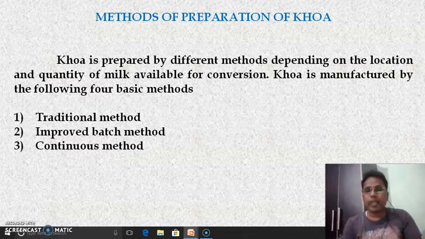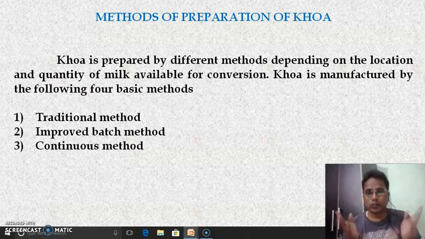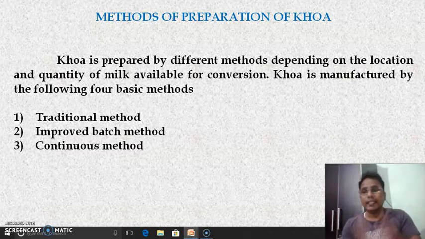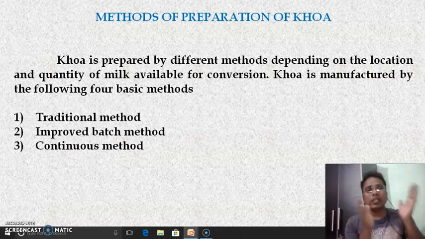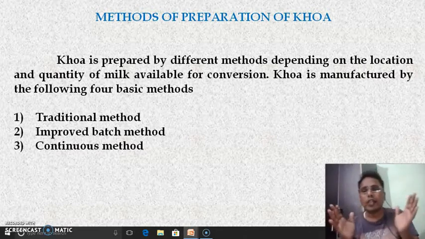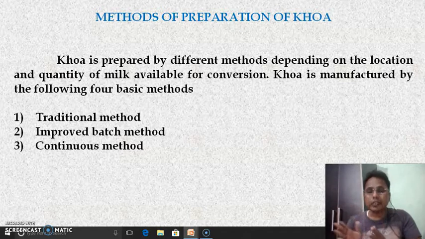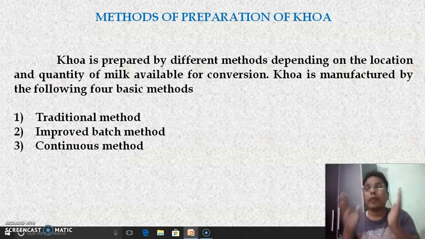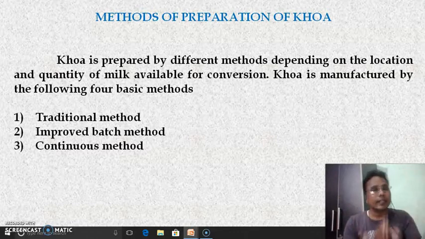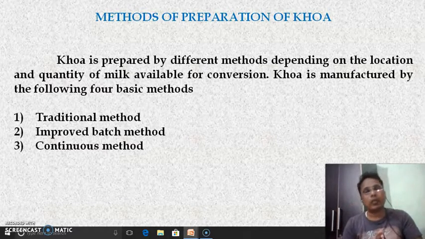If we have just 1 to 2 liters of milk and we use the continuous method or the improved batch method, that is not possible. And if we have 1000 liters of milk and we use the traditional method, the traditional method of preparation of Khoa is not feasible. In this case we will go for the continuous method or the improved batch method, which means at the industrial level. So it depends on the quantity of milk available for the conversion.